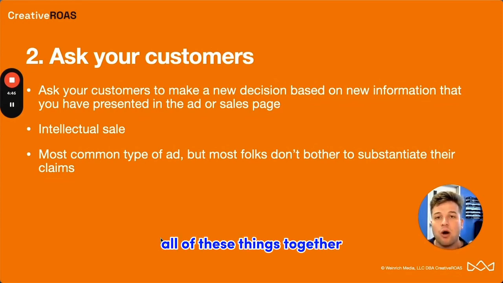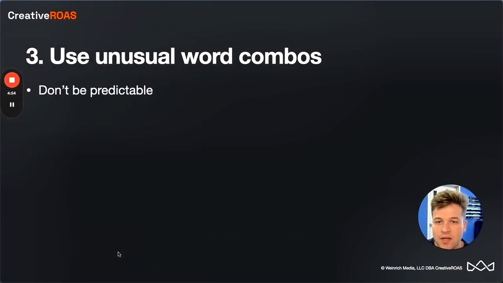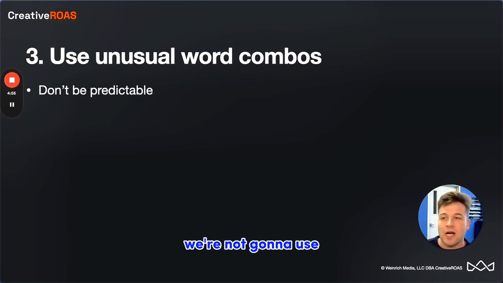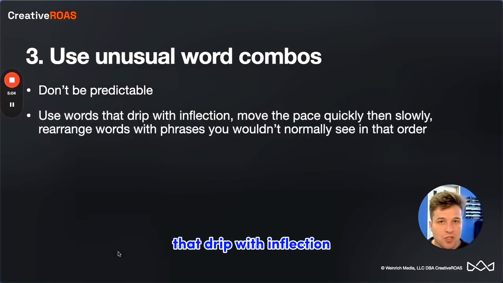And so to wrap all of these things together and to make them flow, what we're going to do is we're going to use unusual word combinations to echo in our customer's mind. And so we're not going to be predictable. We're not going to use the same words that everybody else is using. We're not going to be using the same claims that everybody else is using. We're going to use things that are different. We're going to use words that drip with inflection.